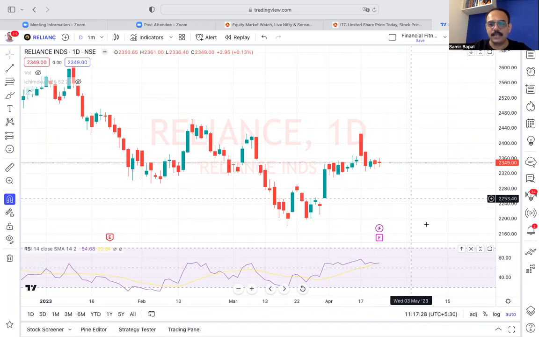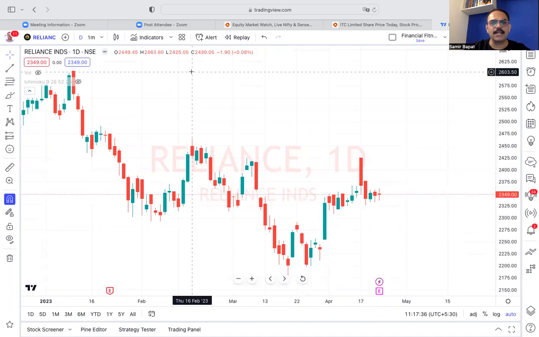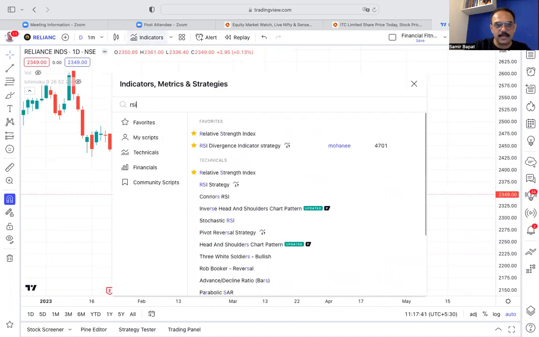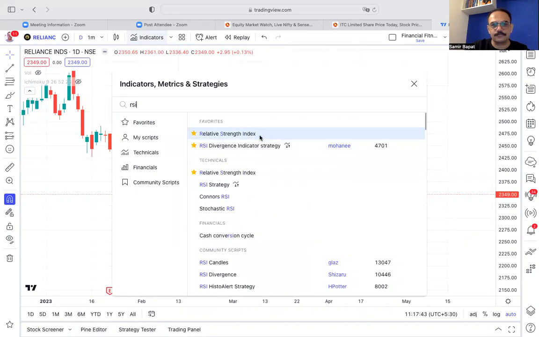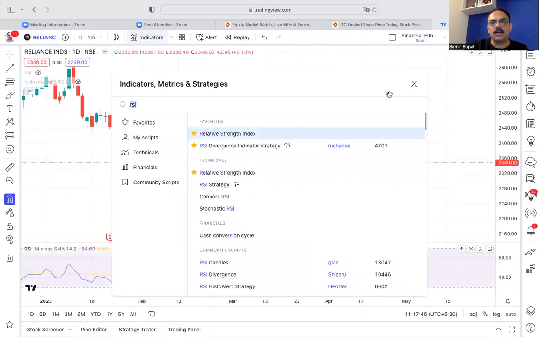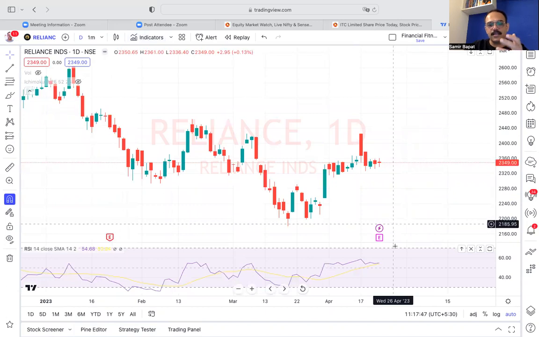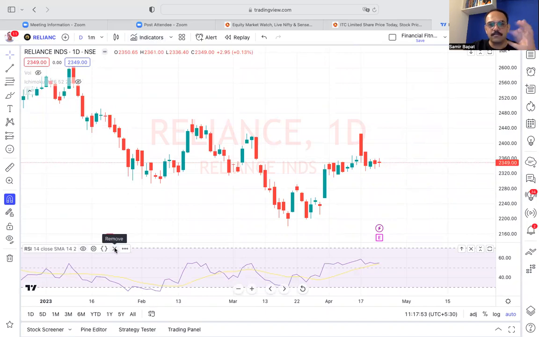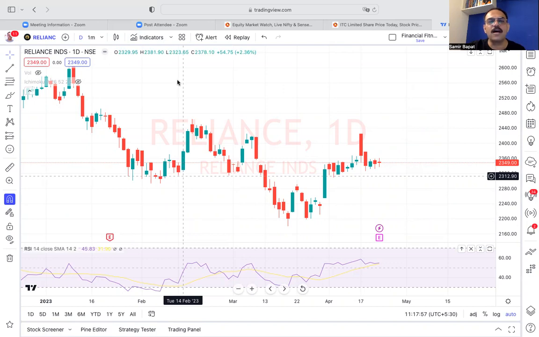Now, if you want to remove RSI, this cross is there, delete pane. So at the bottom, here it is, you can remove the RSI, or you can, again, let's say RSI. If you bring RSI, it is there. Again, the RSI value will be here. You can remove RSI from here also. You can make it cross.